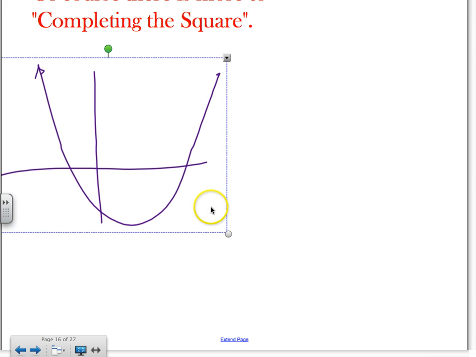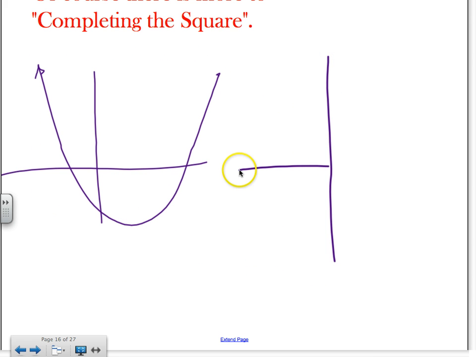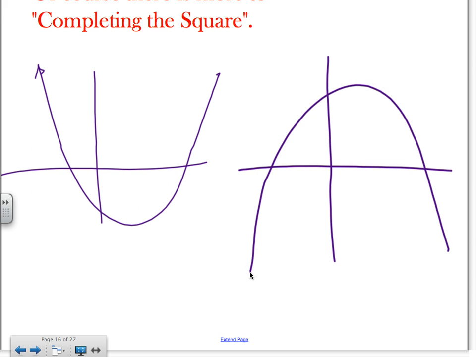Okay. So one graph facing like that, and the other graph facing this way too, so you know what I'm talking about. There it is. Okay. So they're both quadratic functions. One is facing upward, one is facing downward. That's all.